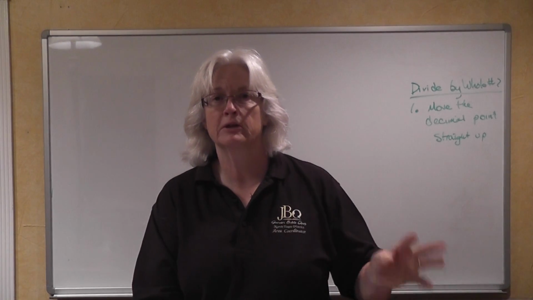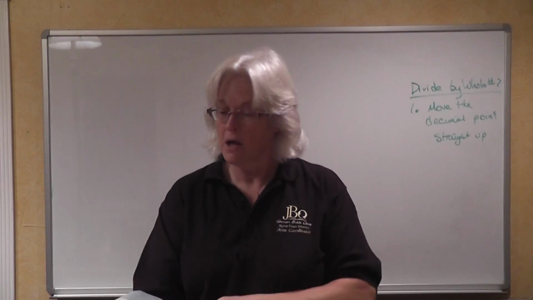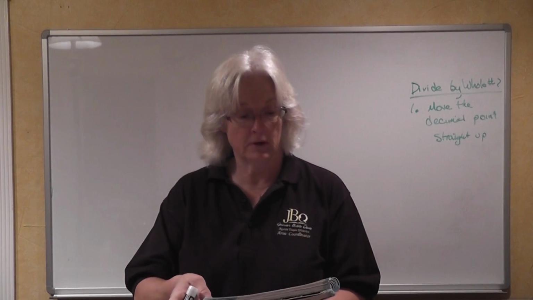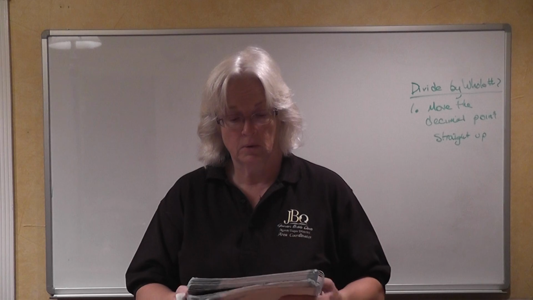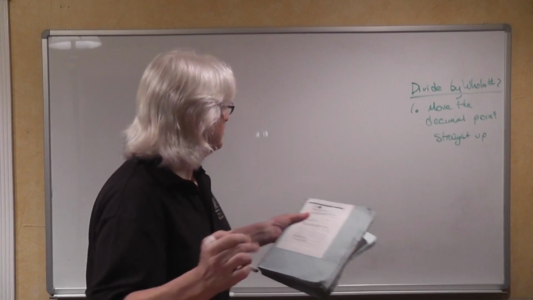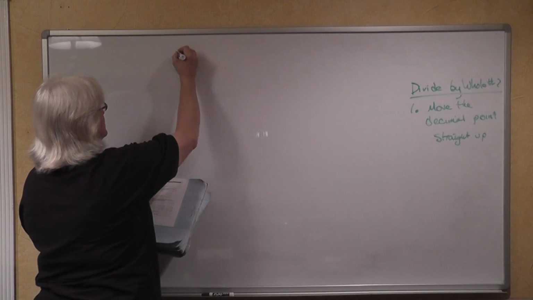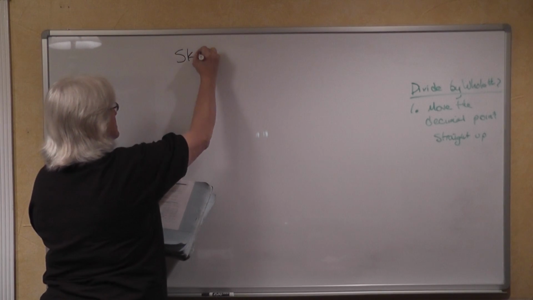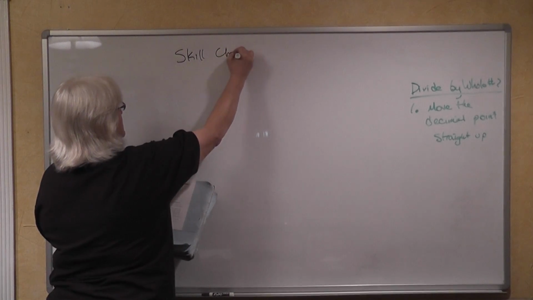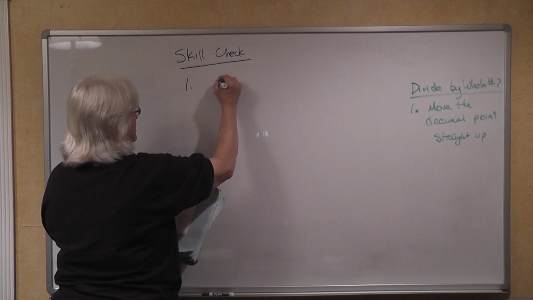Okay, next we're going to be having decimal numbers in both the dividend and in the divisor, but I want to go ahead and do a couple of these examples from the skill check. First, problems number 1 and 2 say place the decimal point in the quotient. This is skill check problem number 1.